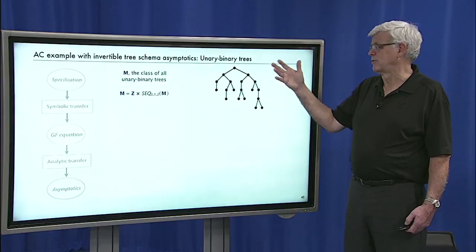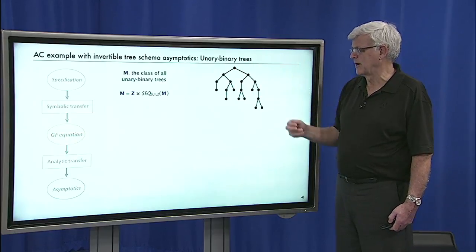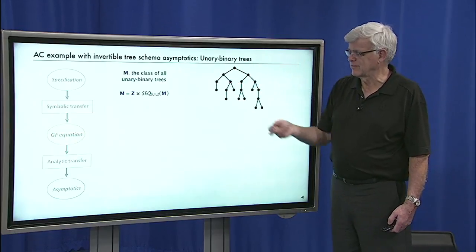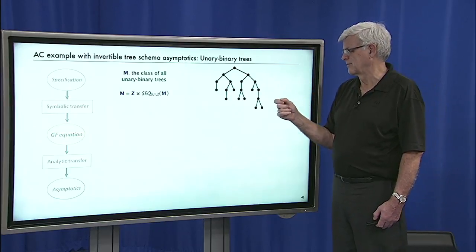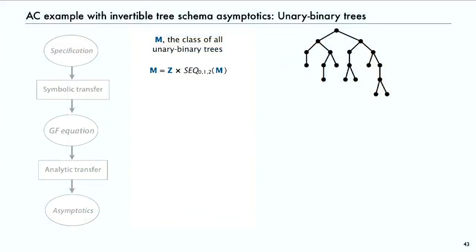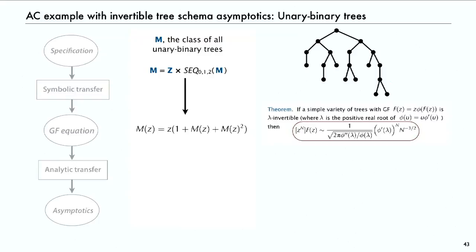And our running example from before, unary-binary trees, now we have different things that we allow in the size of objects in the sequence. We're going to take either 0, 1, or 2. So that's our generating function equation. So now we immediately apply the theorem. We don't have to solve. We just immediately apply the theorem.